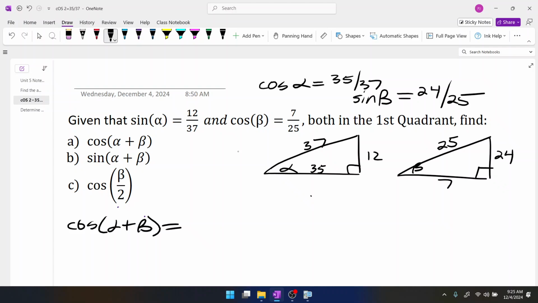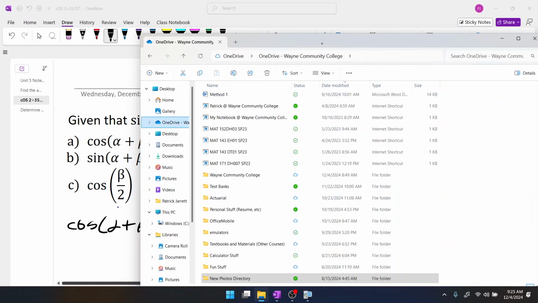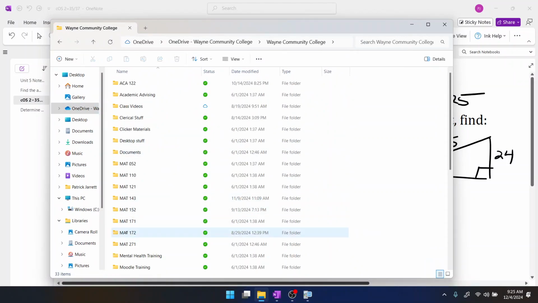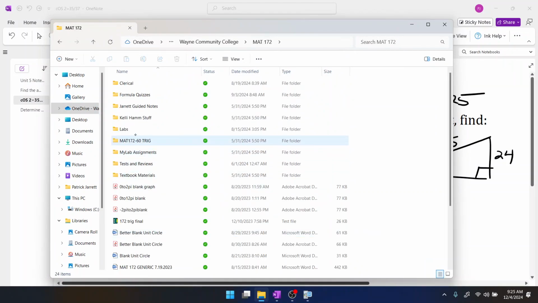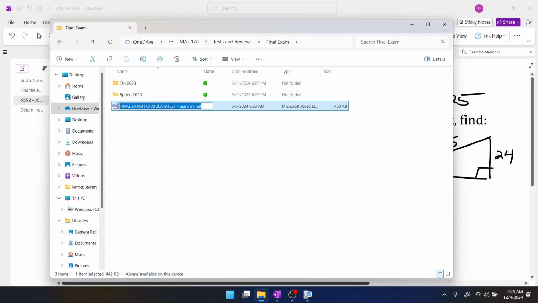Well, by the way, again, this will be on your formula sheet, which I'll show you, the formula sheet that I'm going to give you on your final exam on both parts of it. For 172, tests, final. Oh, come on, open up for me. There we go.